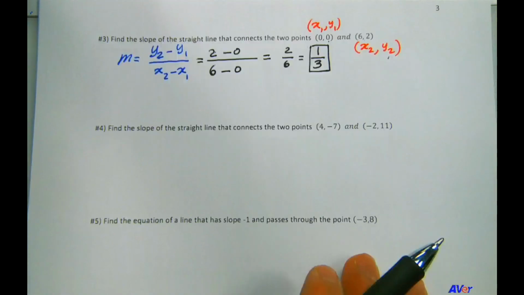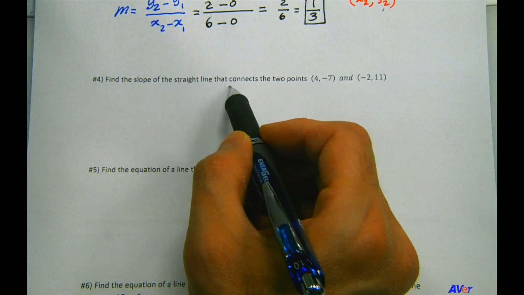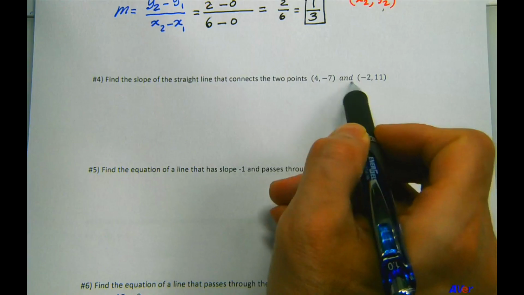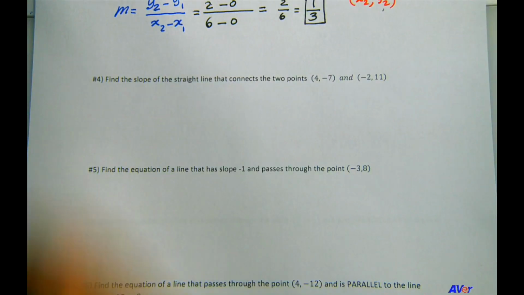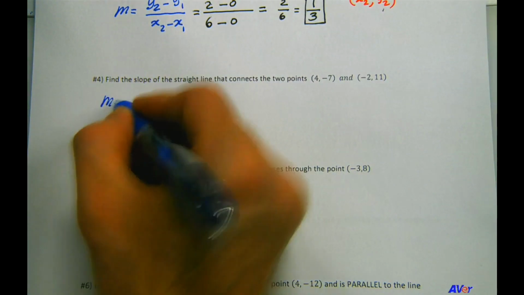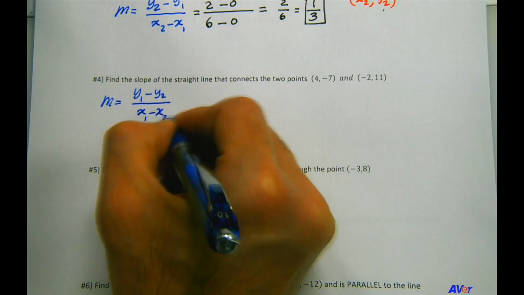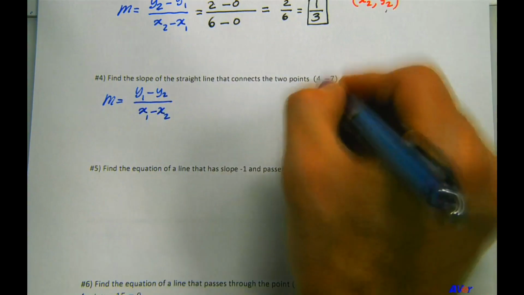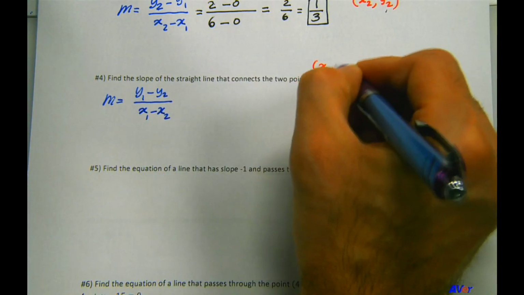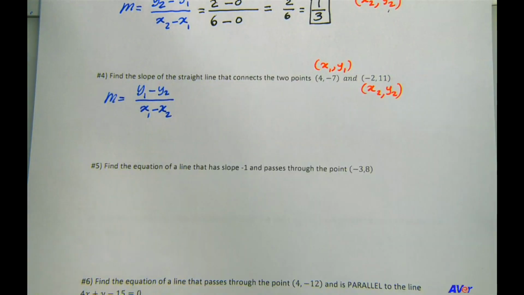Okay, so moving to the next example, find the slope of a straight line that connects these 2 points. Right? I hope you're pausing the video, answering these questions, and then coming back to the video. I hope you're doing that. So m, this time let's do y1 minus y2 over x1 minus x2. So again, let's label these. x1, y1 for this one, and let's take this one as x2, y2. Okay, so let's plug in.